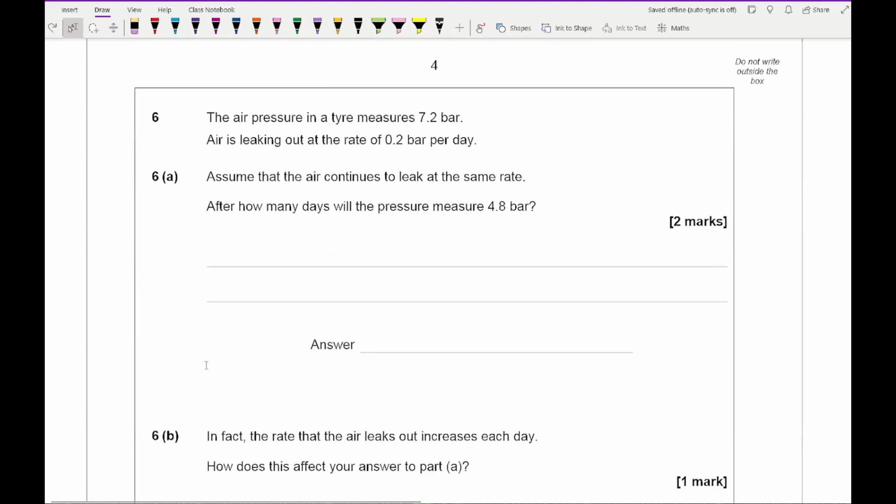Moving on to question 6, it says the air pressure in a tyre measures 7.2 bar. Air is leaking out at a rate of 0.2 bar per day. Assume that the air continues to leak at the same rate, and the question is asking after how many days will the pressure measure 4.8 bar.